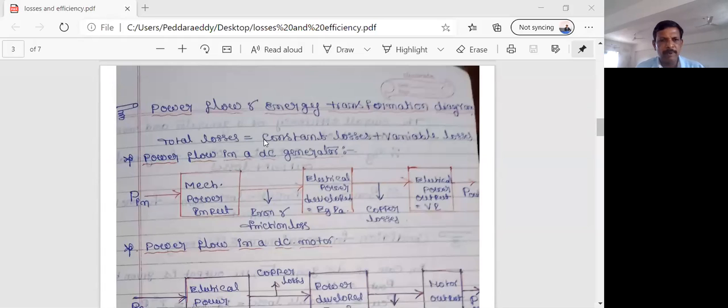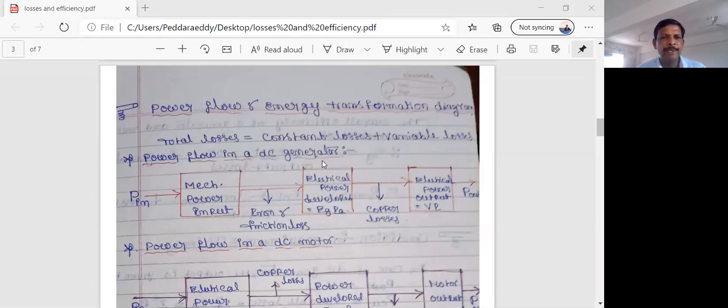In any machine, total losses is equal to constant losses plus variable losses. Constant losses means mechanical losses and iron losses. Variable losses means copper losses.